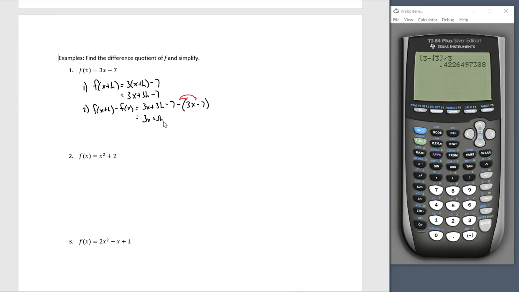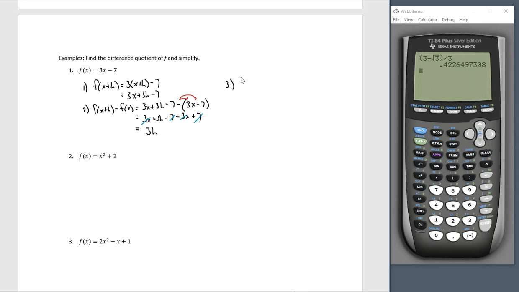3x plus 3h minus 7 minus 3x plus 7. Notice here, my 3x and 3x give us 0. A minus 7 and a plus 7 give me 0. And the only thing I have left is a 3h, which makes it pretty awesome. This step number 2 is always going to happen that way.